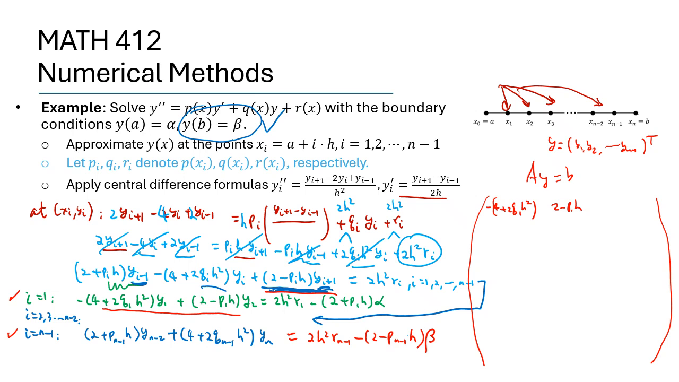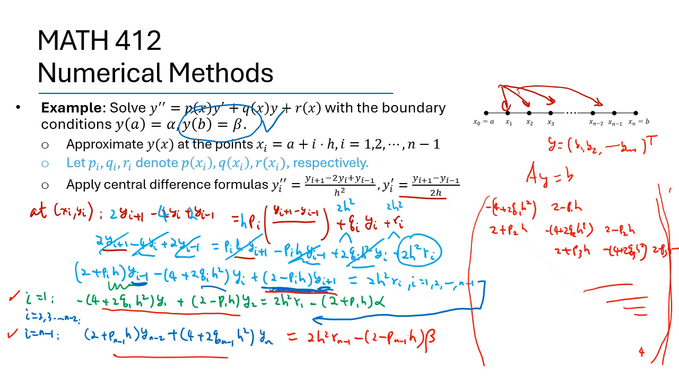When i is 2, you have 2 plus p2 h, and negative 4 plus 2 q2 h squared, and 2 minus p2 h, followed by zeros. And for the next row, 2 plus p3 h, negative 4 plus 2 q3 h squared, and 2 minus p3 h, followed by zeros. This way you set it up.